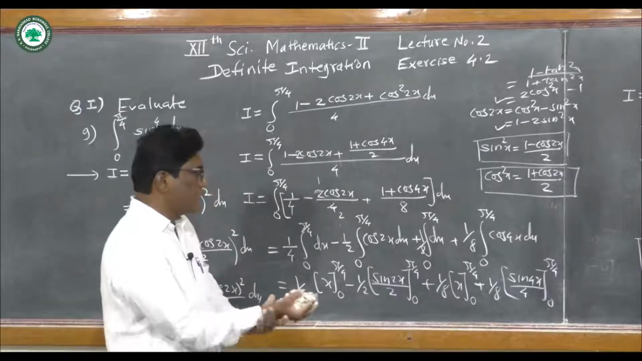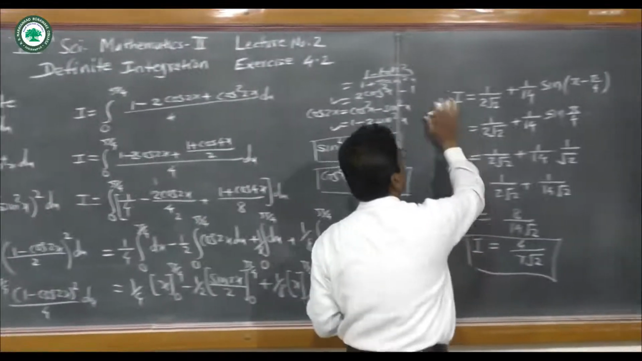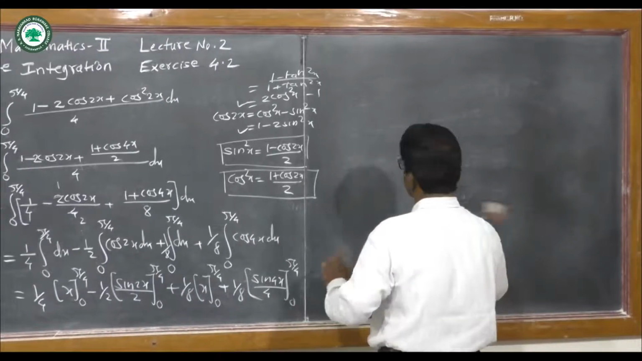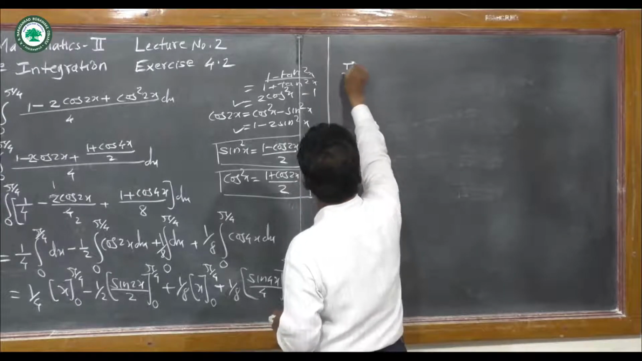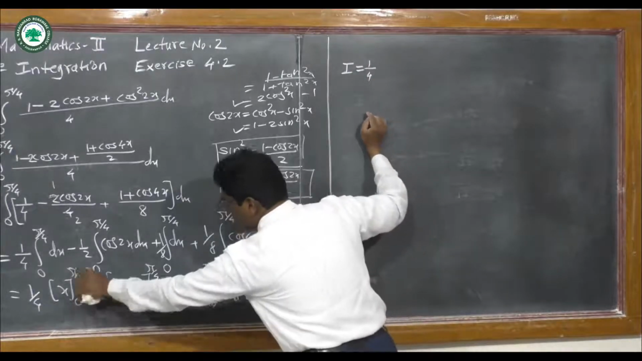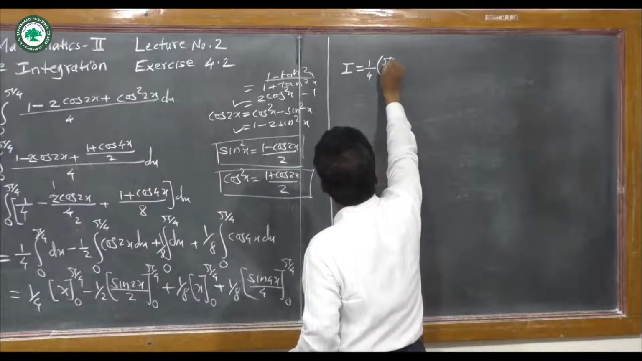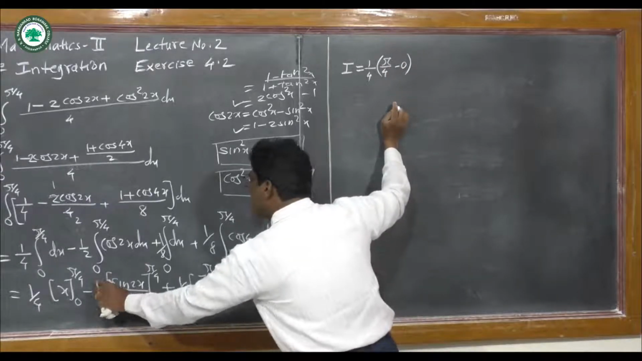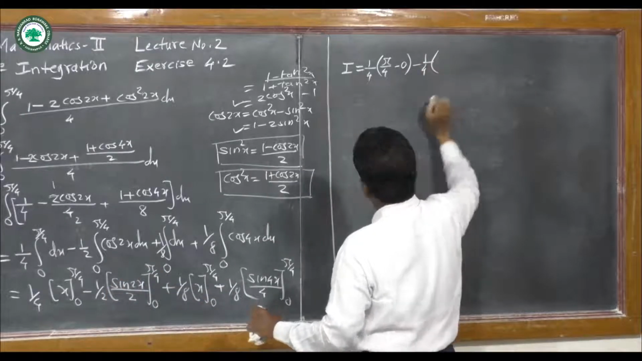Now we put the upper value and lower value in place of x. So the required integral I becomes I is equal to 1 upon 4 and x from 0 to pi by 4. In place of x we put pi by 4, so pi by 4 minus 0. Then here this 1 upon 2 and this 1 upon 2 become 1 by 4. So here minus 1 by 4 in the bracket.